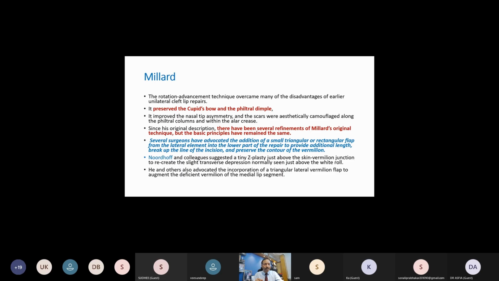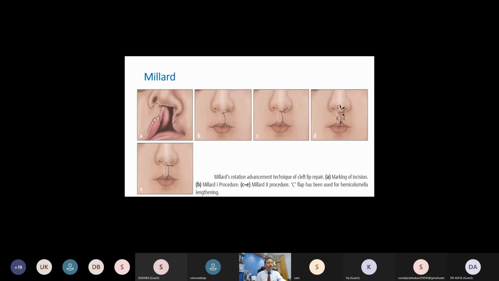Even I add a small triangular flap. Nordhoff and colleagues suggested a tiny Z-plasty just above the skin-vermilion junction to recreate the slight transverse depression normally seen just above the white roll. Now, these are some of the pictures of the incisions and the rotation and advancement. So this is rotated down, and from the lateral side, this is advanced into the defect.